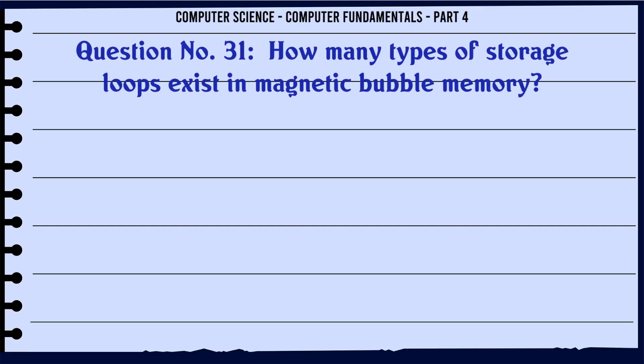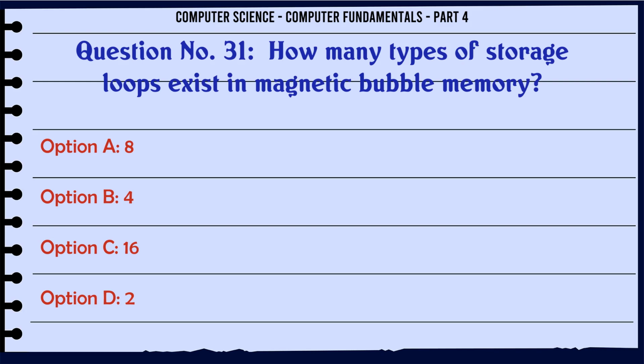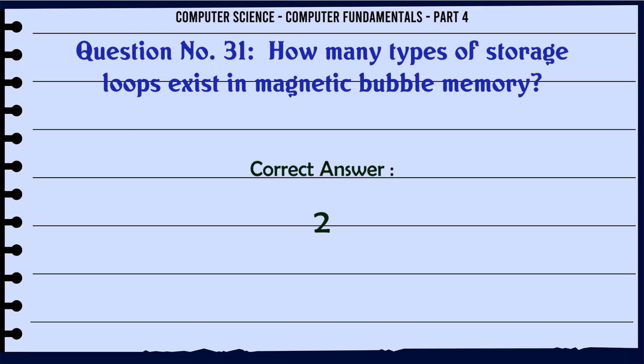How many types of storage loops exist in magnetic bubble memory? A. 8. B. 4. C. 16. D. 2. The correct answer is 2.